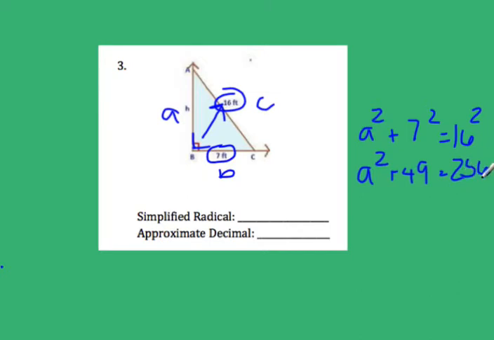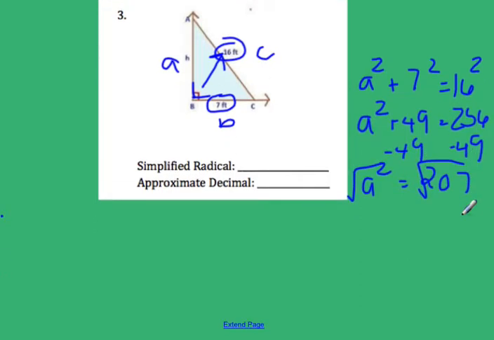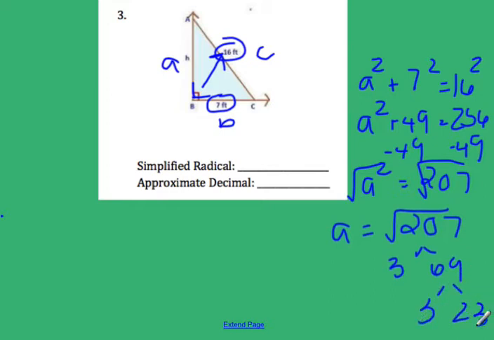So now I need to solve this for A squared. So I'm going to subtract 49 from both sides, and I get A squared is equal to 207. So I'm going to go ahead and take the square root of both sides. So I need to break down that 207. I start by dividing it by 3. And when I do that, I get 69. And then I'm going to break that down again by 3, and I get 3 and 23.